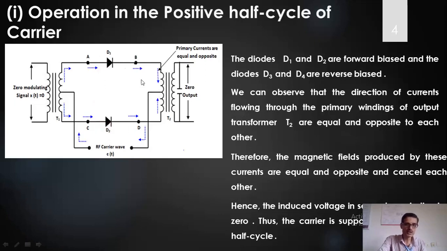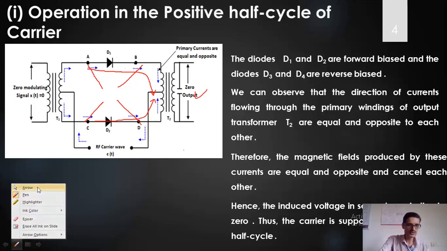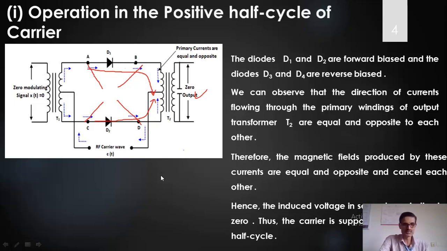The diodes D3 and D4, which are cross-connected like this, will act like an open switch. The current flows in this direction towards this, and equal current flows in the opposite direction. That means net, we get a zero output. The primary currents are equal, but opposite in sign or polarity. So that's why the carrier is rejected during the positive half cycle.